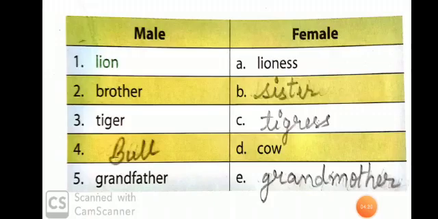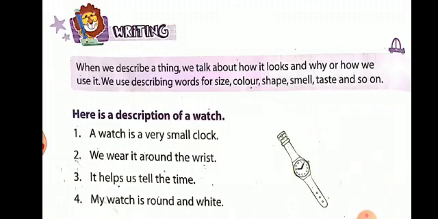Next question. Here male words are given and you have to write its female words. Lion, lioness. Brother, sister. Tiger, tigress. Bull, cow. Grandfather, grandmother. Now come to the writing section.